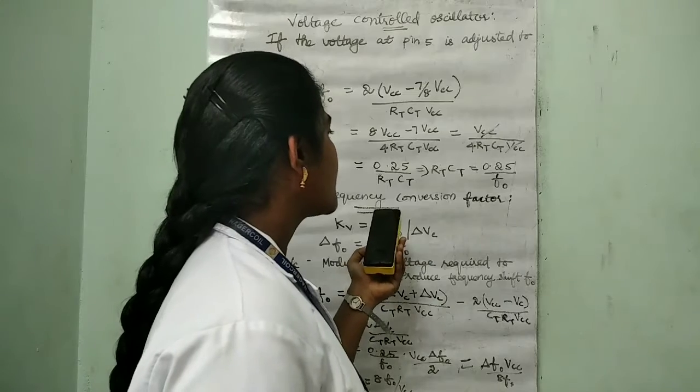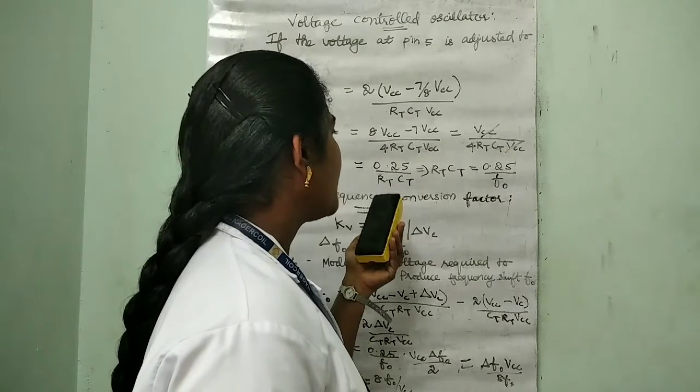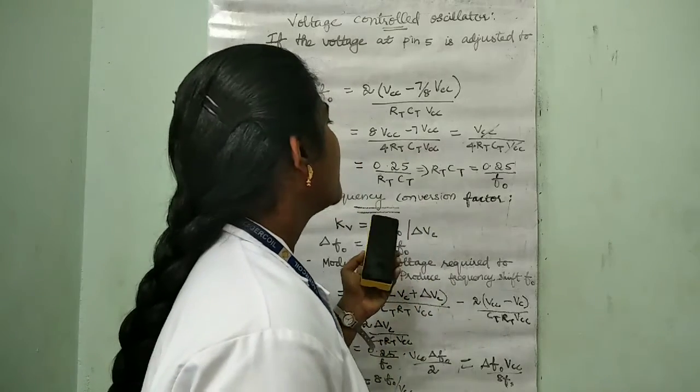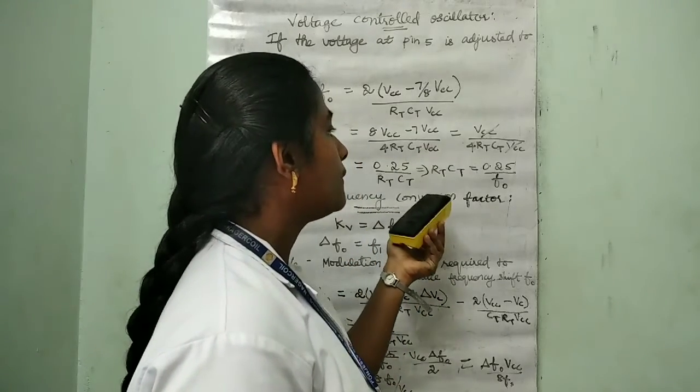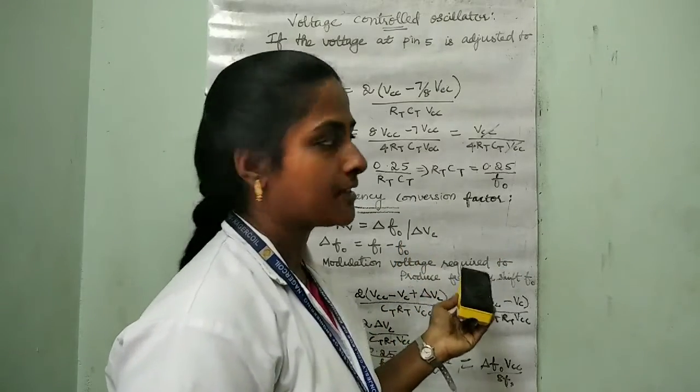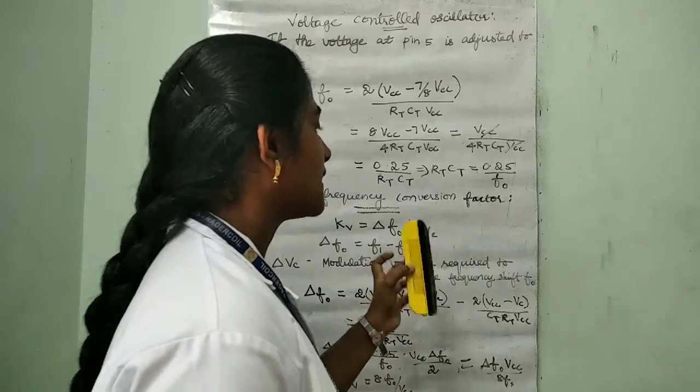So you will get the answer as 0.25 divided by RT CT, since 1 by 4 is 0.25. The value of RT CT is equal to 0.25 divided by F0. Now we have found the value of RT CT.